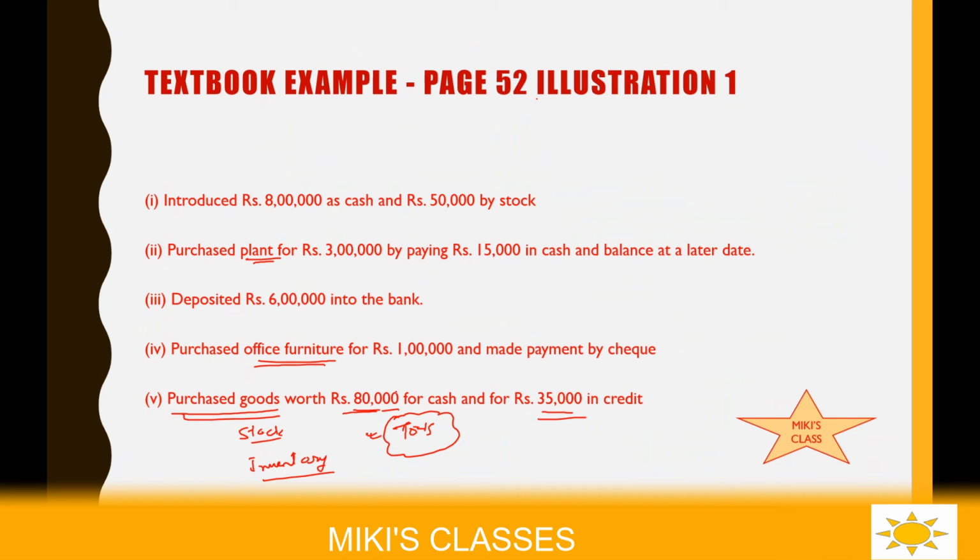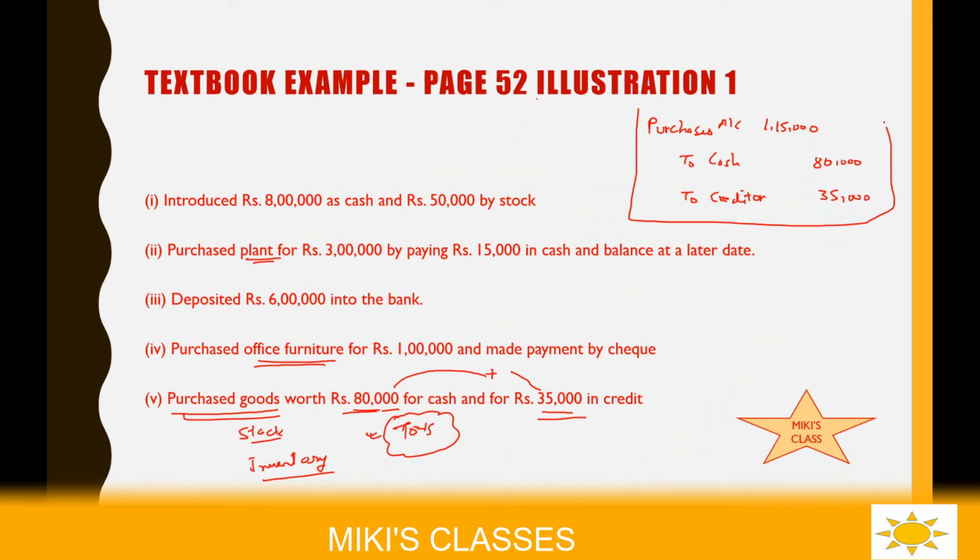Correct? 80,000 plus 35,000. So how much have you purchased? This will be called a purchases account when you're buying stock or inventory, right? It will be 80,000 plus 35,000, 1,15,000. To cash, how much of cash payment? 80,000. And the rest has to be paid to the creditor. So how much has to be paid to the creditor later on? 35,000, whoever is your supplier. So this will be the accounting entry.